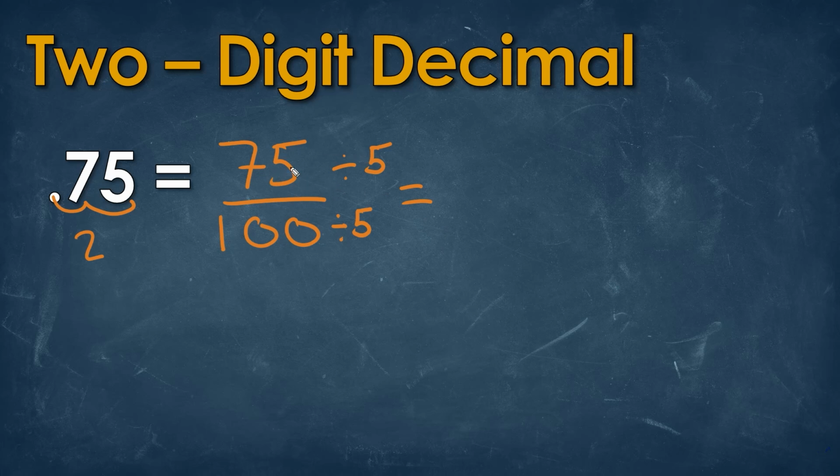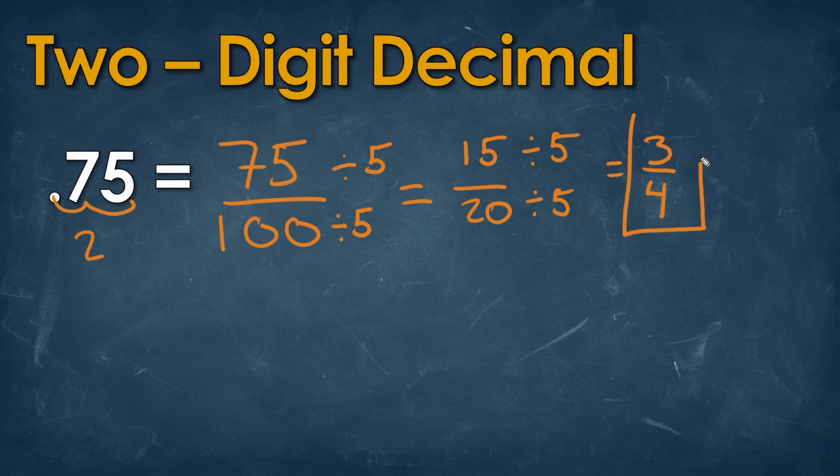I know that 75 divided by 5 will be 15. And we know that 5 goes into 100 20 times. Now it looks like we can still simplify this out, and I know we can simplify another 5 out. And if we do that, 15 divided by 5 is 3 times, and 20 divided by 5 is 4 times. Okay, I can't simplify this out any further, so the answer is 3 over 4.